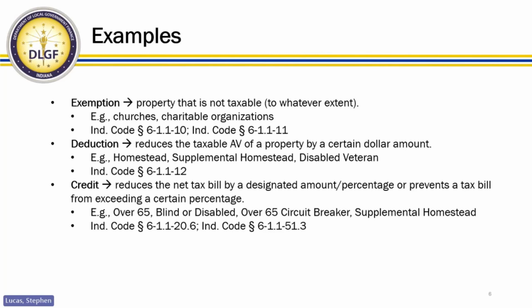1.1-12. Finally, again, a credit is a reduction in the tax bill or the tax liability by either a designated dollar amount or percentage, or in some cases, it may be a cap that prevents the tax bill from exceeding a certain threshold. We see that with certainly the statutory tax caps, the over 65 circuit breaker, but we'll be going over some of the new, well, converted deductions, such as the over 65 and blind or disabled deductions that are now just flat dollar amounts that apply as credits.